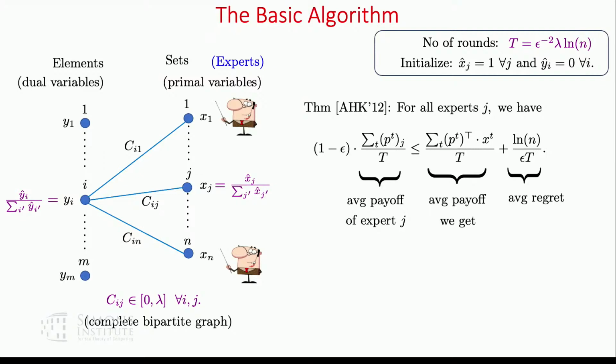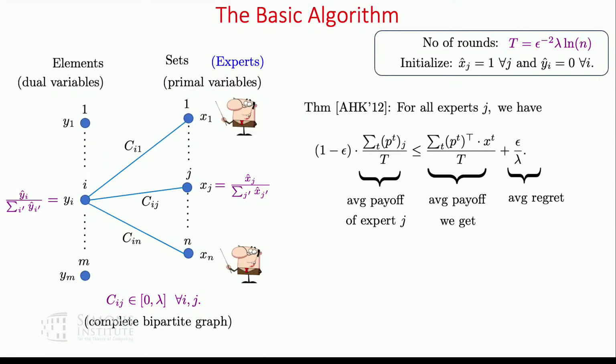Now, what does this tell us? First of all, we are setting capital T to be large enough, precisely so that this average regret becomes small. So if we set T to be like this, our average regret just becomes epsilon over lambda. And that was the only reason why we set T to be like this. So after this substitution, this is the new inequality we have. And what I will do now is I'll just upper bound the average payoff we get and lower bound the average payoff of expert J.